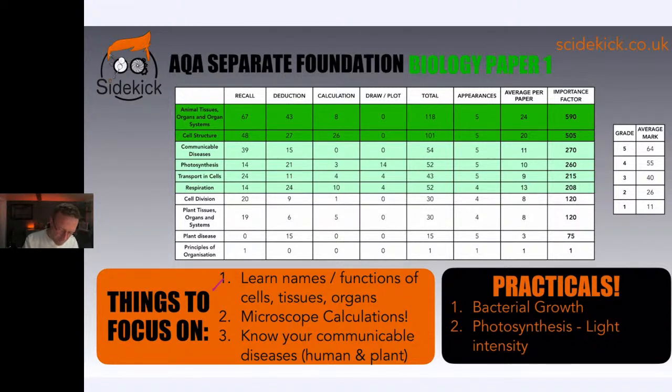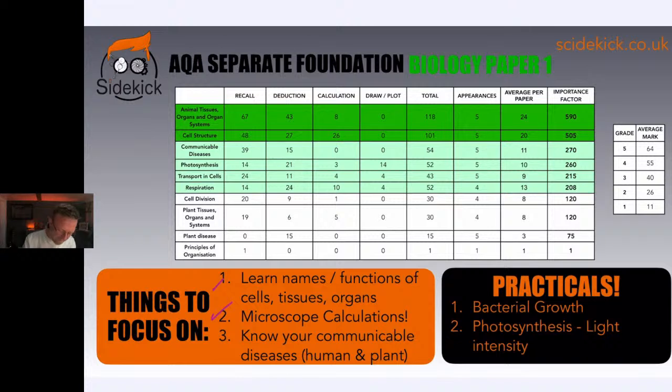So that's 1. 2, microscope calculations. Why do I say that? That, my friends, is what this is. Lots of marks for calculations in cell structure. So know how to calculate your different magnifications, okay, using the eyepiece lens and the objective lens. Also changes in units between micrometers and millimeters and things like that. Be good at those. And again, the only way to do that is by practicing questions, okay? You're not going to get better at that by reading about it in a textbook, all right?